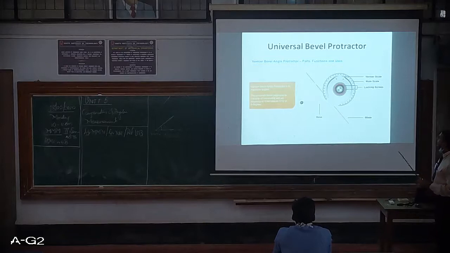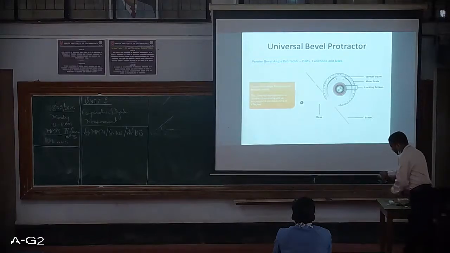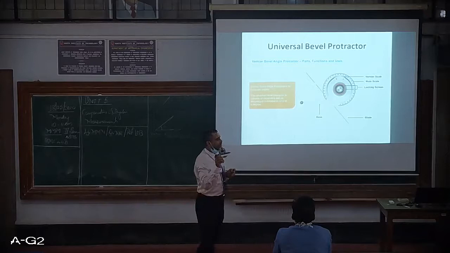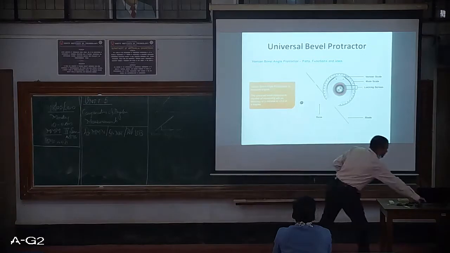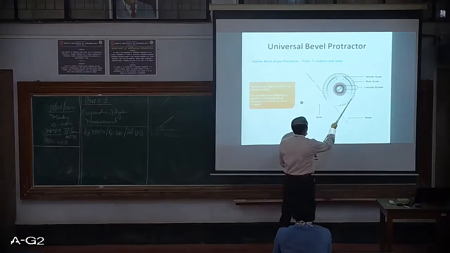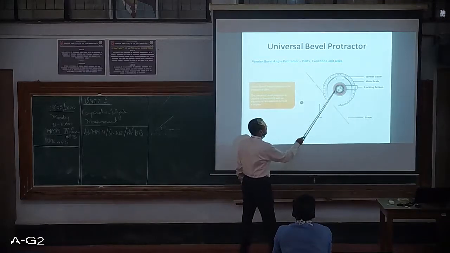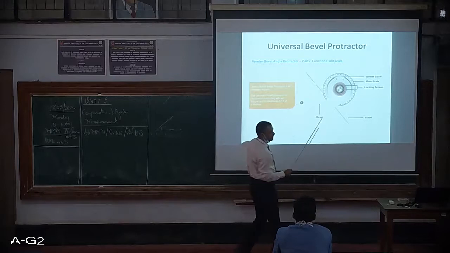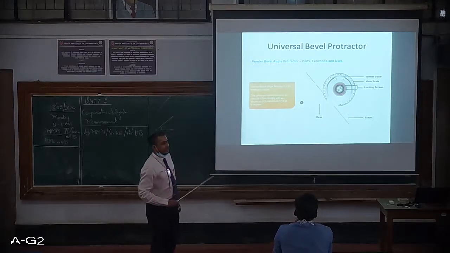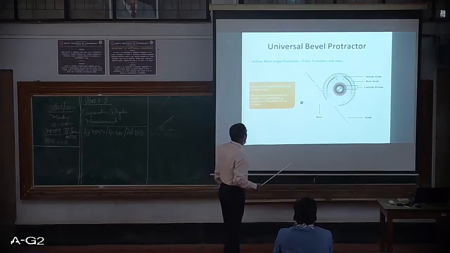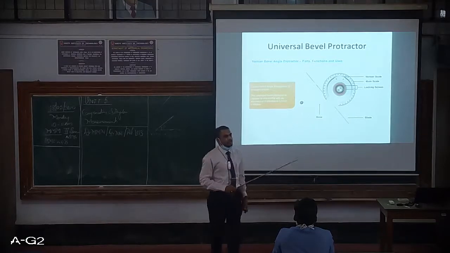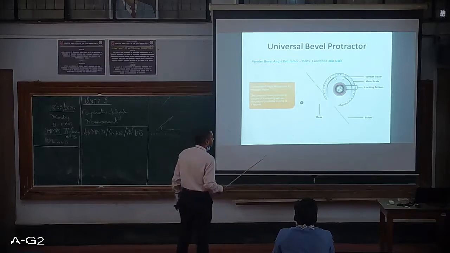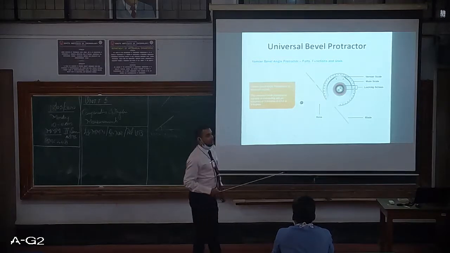This is a sketch image of the universal bevel protractor. Over here you can see I'm holding a universal bevel protractor. If you observe very closely, we have a main scale. This is the main scale. We also have a vernier scale. In the next slide, we'll be able to see clearly the main scale as well as the vernier scale readings. This is used basically to measure angles up to an accuracy of 5 minutes. The least count is 5 minutes for a vernier bevel protractor, or 1/12 of a degree.